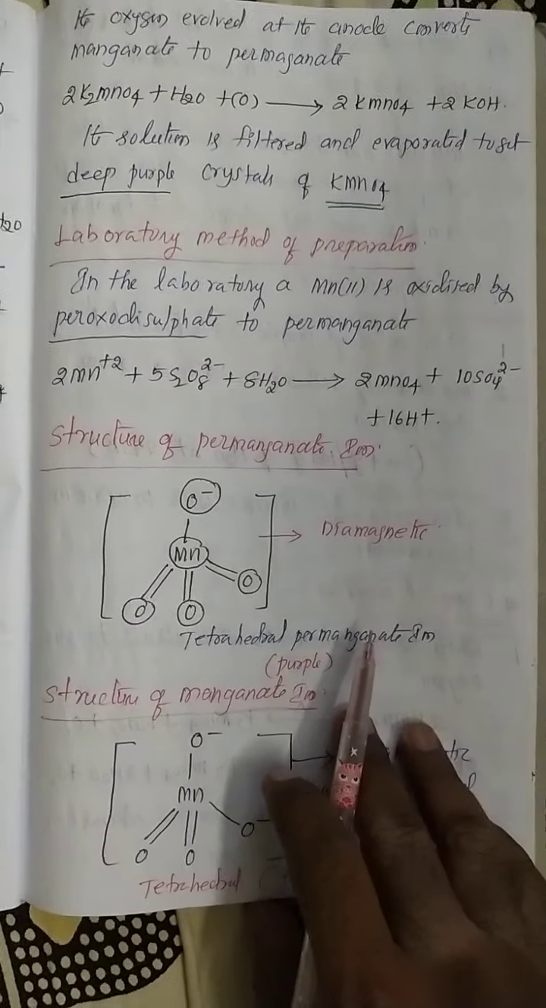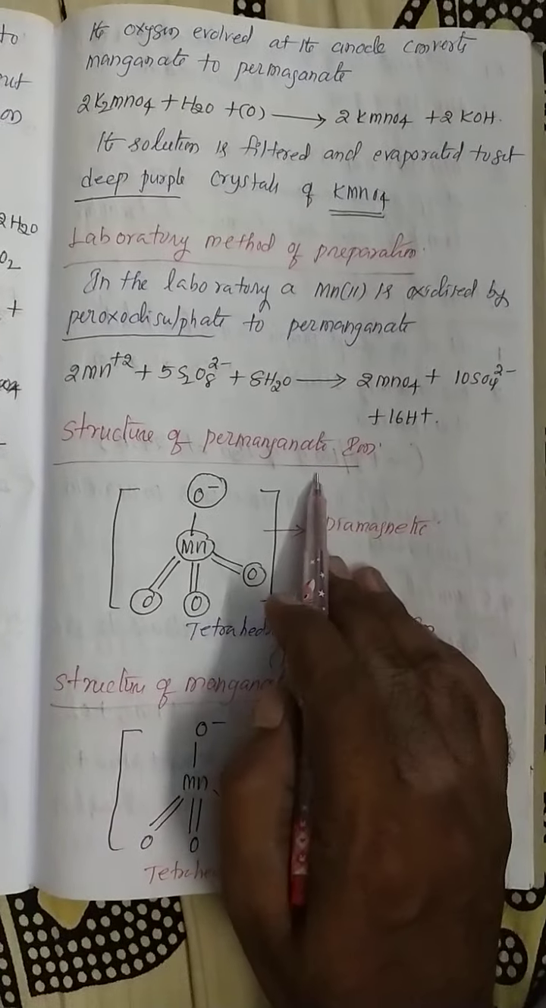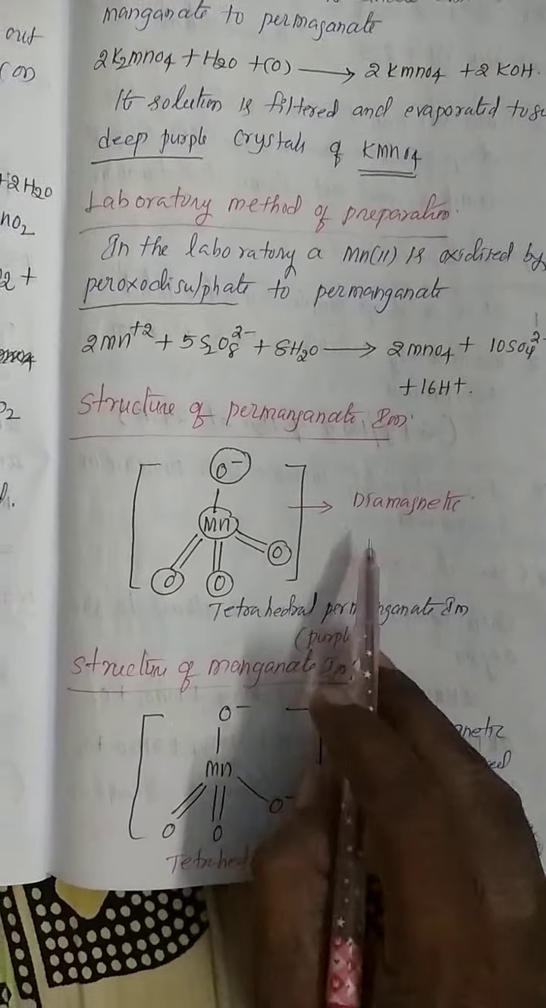And see, the structure of the permanganate ion. This is the permanganate ion, MnO4 minus.